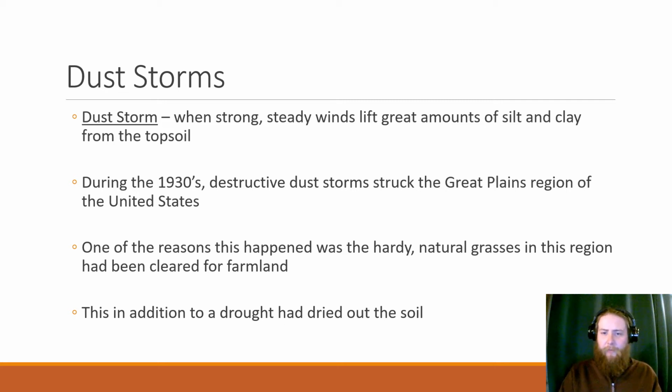Dust storms. These are when strong, steady winds are lifting great amounts of silt and clay from the topsoil. During the 1930s, the United States had a very destructive dust storm that hit the Great Plains region. One of the reasons this happened is that the hardy natural grasses that were drought resistant in the region had been cleared for farmland. So once we got a drought and no longer had these plants able to hold on to the soil, it was picked up and blown around.